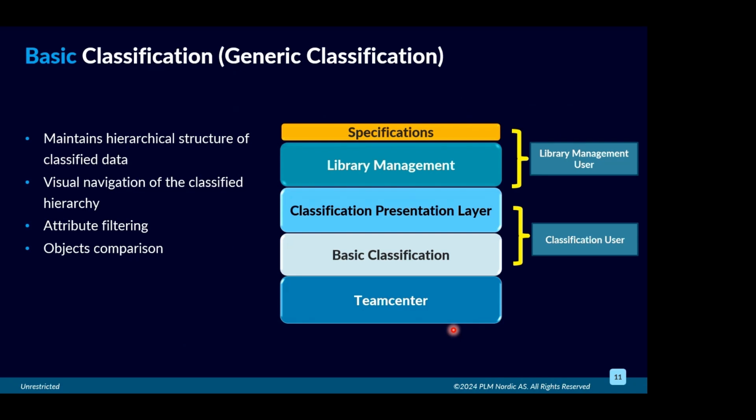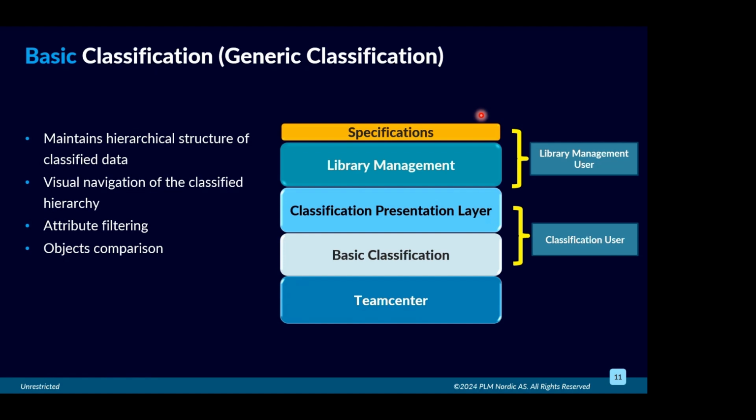Then let's jump to what is basic classification, also called generic. This has been existing for 20 years, and it has been there in the rich client, and you might have already used it. It provides the basic classification functionality. We call it classification user level license. On top of it, you can have library management as an extra feature and specifications. Again, we will see what that is.